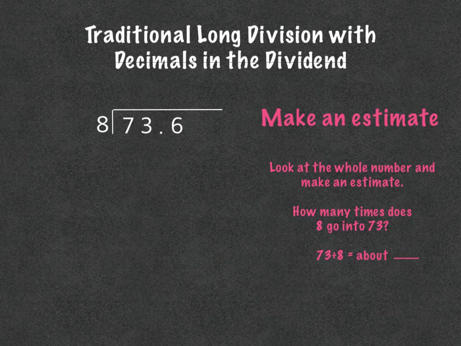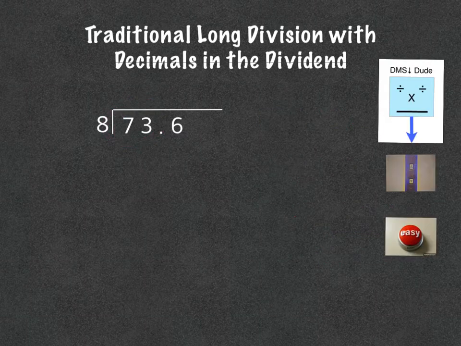Okay, and now we have 73.6 divided by 8. So what we're going to do here is, again, we are going to estimate. So how many times will 8 go into 73? It goes in approximately 9 times, right? Because 8 times 9 is 72. Our estimate was 9. So now we have our estimate.